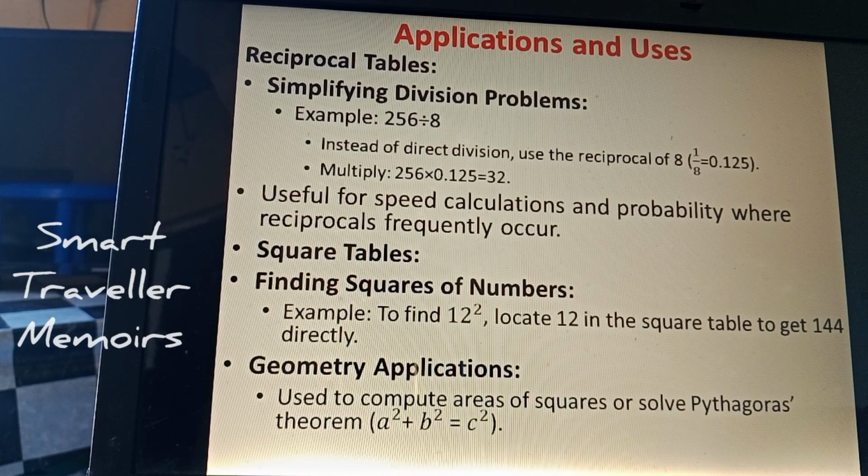Useful for speed calculations and probability, where reciprocals frequently occur. Square tables, find squares of numbers. Example, to find 12 squared, locate 12 in the square table to get 144 directly. Geometry application, used to compute areas of squares or solve Pythagoras theorem: a squared plus b squared is equal to c squared. And there is a whole video on Pythagoras theorem.